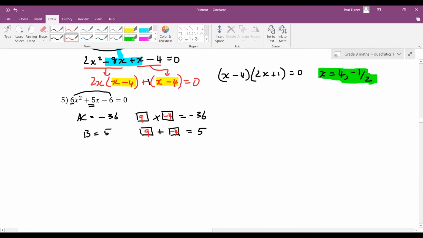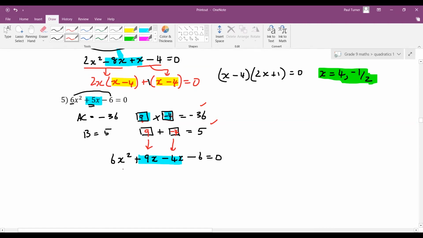So minus 4 times 9 is minus 36, and 9 minus 4 is 5. So these are the two numbers you want to split the middle term with. And I put the 9 first. So you have 6x squared plus 9x minus 4x minus 6 equals 0. Notice how that 5 becomes 9 minus 4 using your two numbers for the middle term.